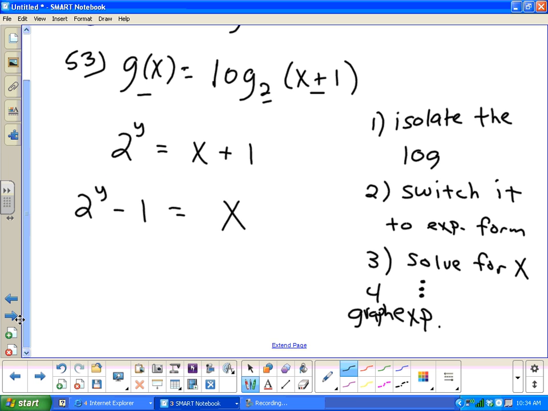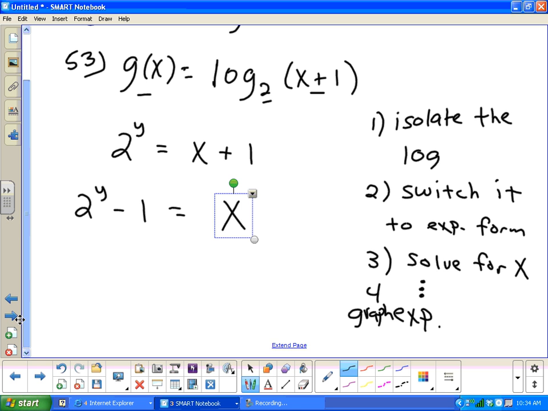Instead of a horizontal asymptote, it's going to be a vertical asymptote, because things are flipped around. Instead of y equals, it's x equals, which means they are, I'm wrong, inverses. Logarithmic functions and exponential functions are inverses of each other.